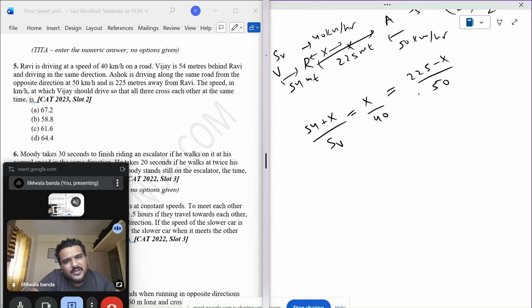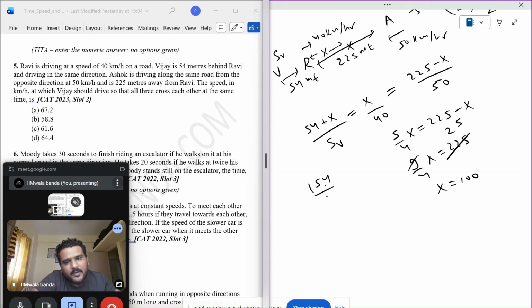Now let's solve these and get X from here and then put it here and get V. That's it. So let's solve these two. 5 by 4x, 225 minus x, 9 by 4x, 225, 9 times 5, 6, 7, 8, 9, 18, 19, 20, 21, 22, 45, 9, 5, so 45. So x is basically 100. That's nice. Now put it here. 54 plus 100 is 154 upon SV, and this is 10 by 4 or 5 by 2, so SV is 154 into 2 by 5.